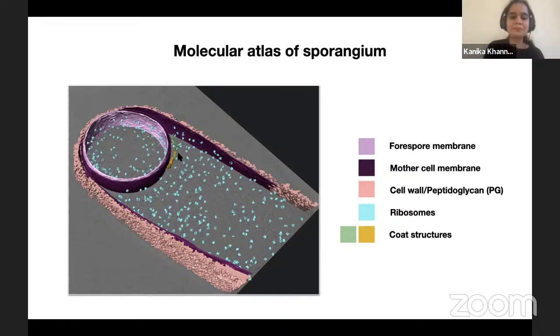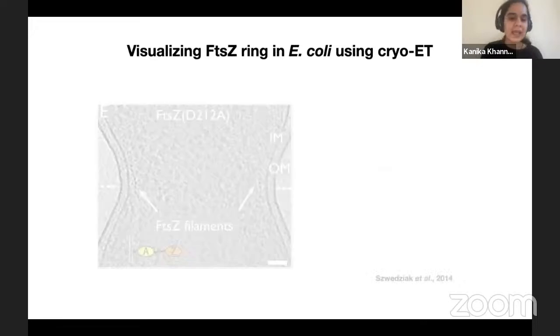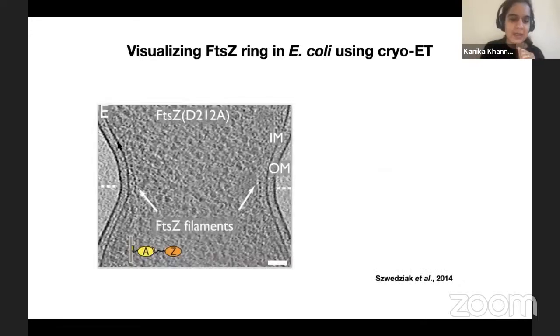So coming back to the problem of cell division. Previously, this FtsZ ring, which is involved in cell division in bacteria, has been visualized using cryo-electron tomography in E. coli and in Caulobacter crescentus. And this gets really fun from here, because if you look at this dividing E. coli cell from Jan Löwe's lab, what they see is that near the dividing septum, you see these dots.